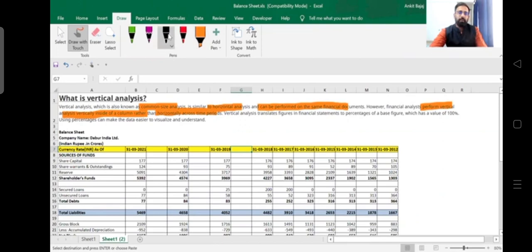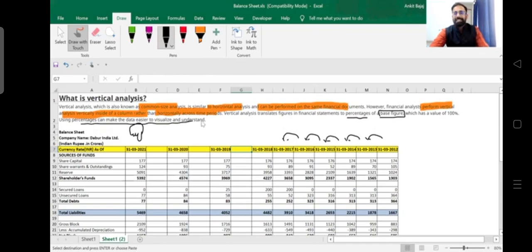In horizontal analysis, we have seen that you were comparing the performance of different years. You took different years and compared your current year performance with the previous year performance. But here there will be a different kind of analysis. Here you will be taking one base figure and comparing the other data with that base. Vertical analysis translates a financial statement into percentages of a base figure. You have to find the base which has the value of 100%. Using percentages can make data easier to visualize and understand.